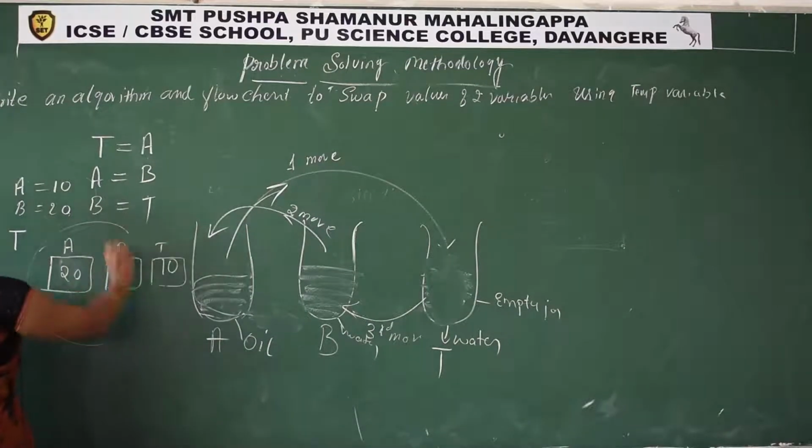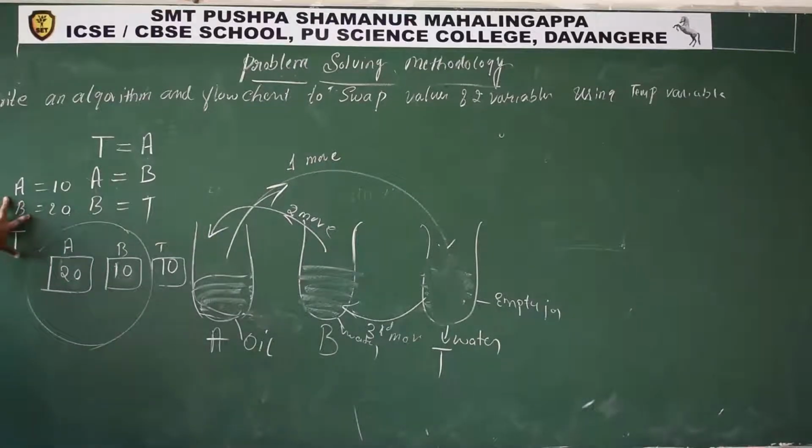After swapping, the values are like this. Before, the value of A was 10 and B was 20. Now A becomes 20 and B becomes 10. In this way we can swap using a temporary variable. Let us write the algorithm and flowchart.